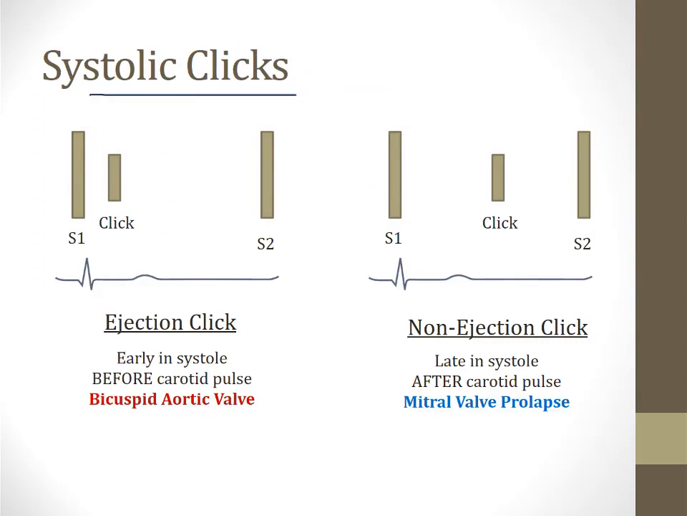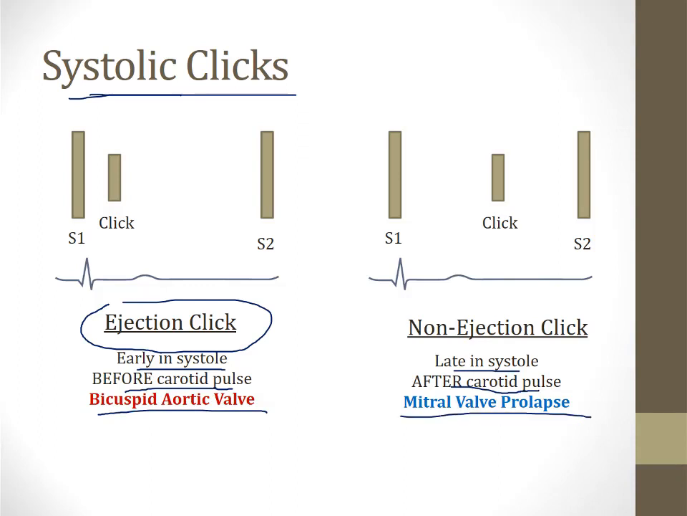The last topic for this video is systolic clicks. So systolic clicks are sounds that can be heard in systole, obviously, and this differentiates them from the extra heart sounds in diastole like S3 or S4. There are two systolic clicks that you need to know for step one of your boards. The first type is called an ejection click. This is called an ejection click because it occurs early in systole when blood is being ejected from the left ventricle. Importantly, it occurs before the carotid pulse. So if you're listening with your stethoscope and you have your fingers on the patient's carotid pulse, an ejection click will be heard before the carotid pulsation, and the cause of a systolic ejection click is a bicuspid aortic valve. A non-ejection click occurs late in systole after the carotid pulse, and the cause of this finding is mitral valve prolapse.